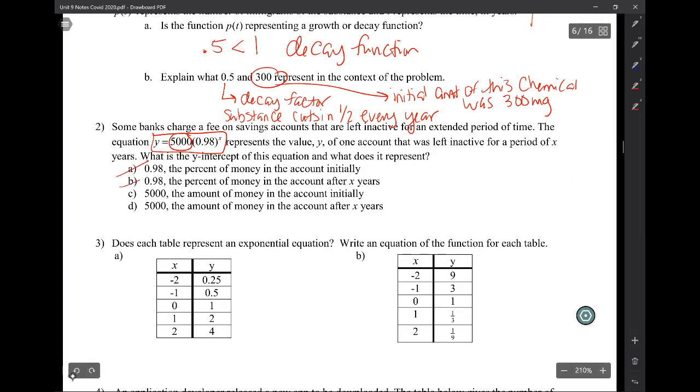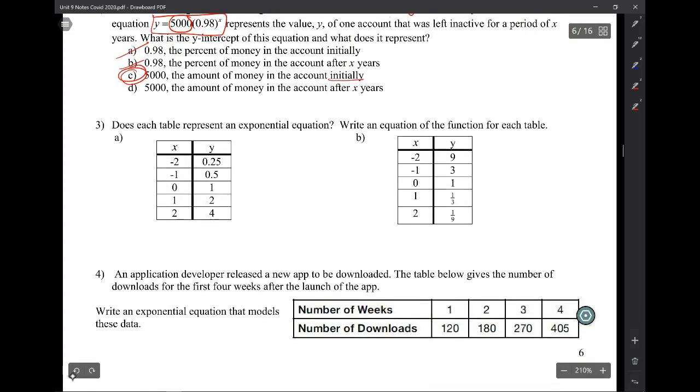So A and B are totally out. But then it goes on to ask, what does it represent? 5,000 must have been the amount of money that was initially in the account, because remember that y-intercept is also representing the initial amount that you start with. All right, well, what if I give you information in a table, not maybe in a context, but just in a table?